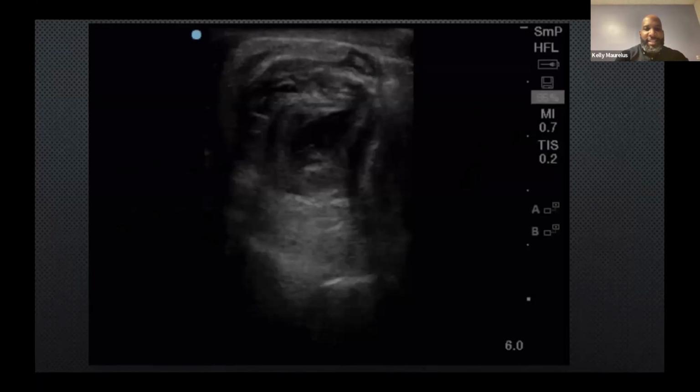So that's an easy way to distinguish vitreous versus retinal detachment. All right, what about this case? What do you guys think? Looks a little bit weird.